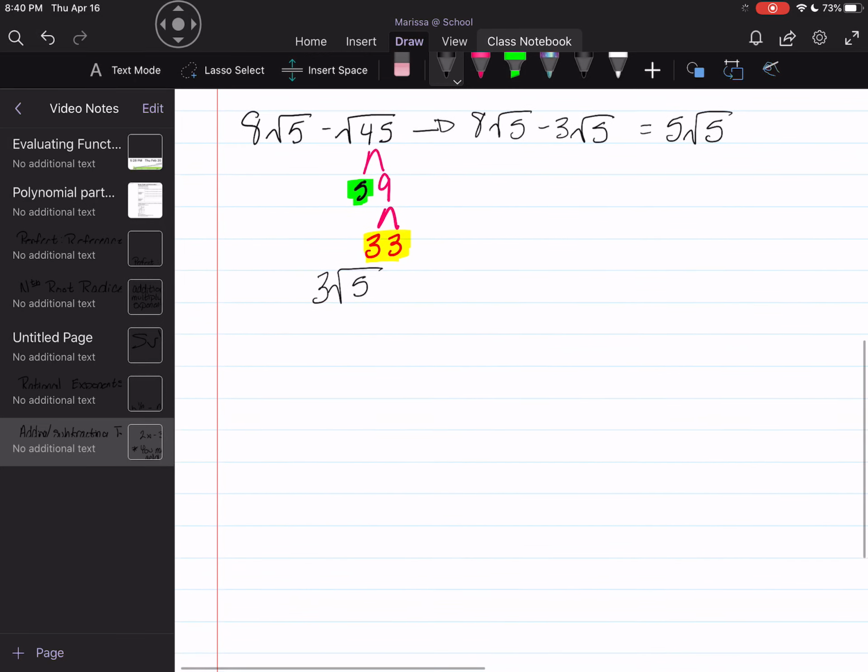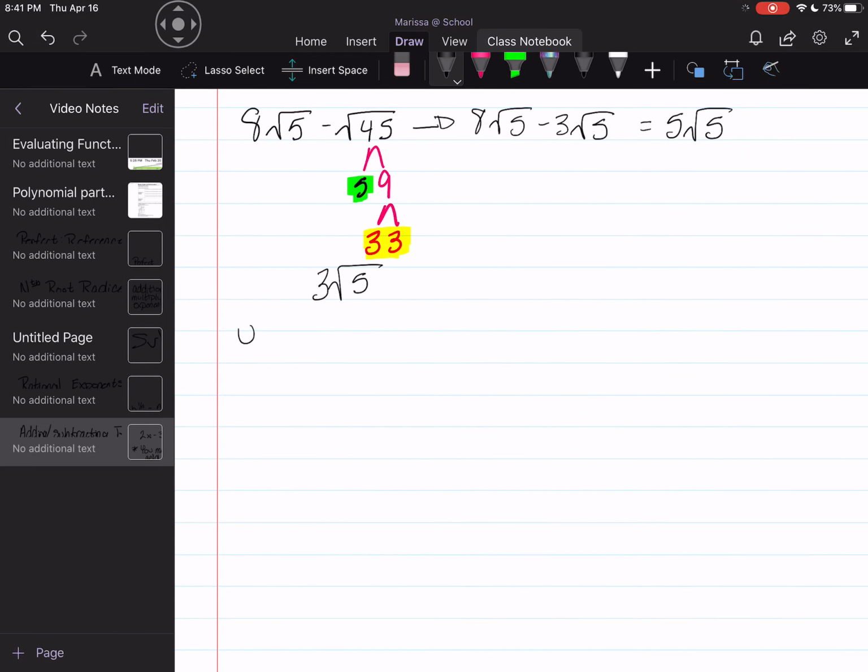So I'm going to give you 2 tries. I'm going to do radical 45 minus radical 80. So this is the first one. Your second one is going to be radical 12 plus 2 radical 3.